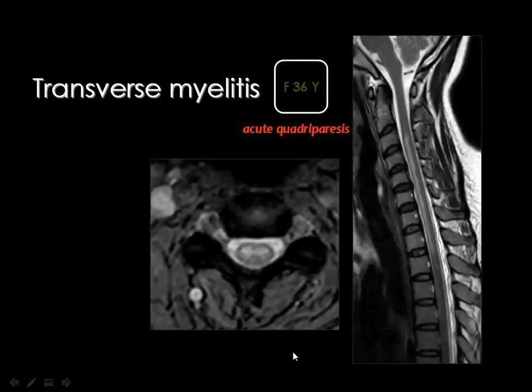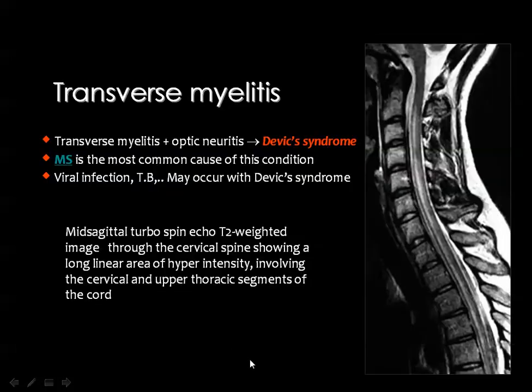This is also an example of a female patient, 36 years old, with acute quadriparesis. Then you see in the sagittal T2 weighted image a long segment of intramedullary high signal intensity extending from C2 down to D1, for example, or even D2 level. Then this is also an example of transverse myelitis.